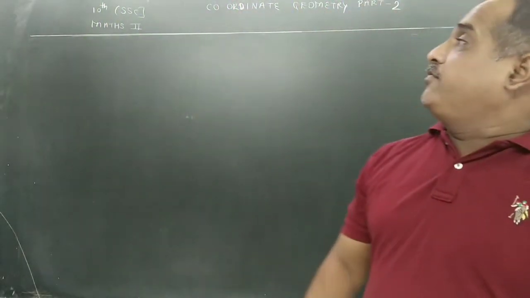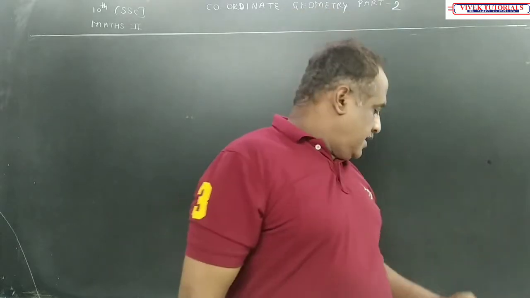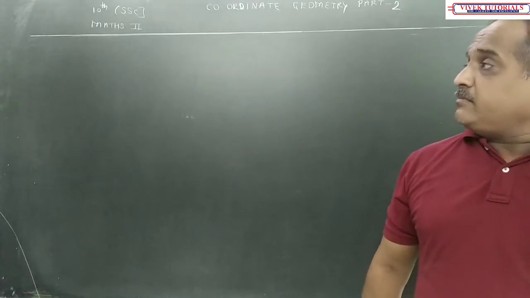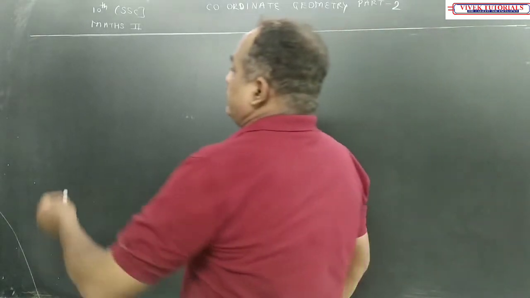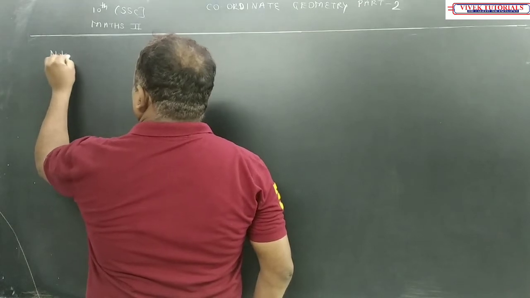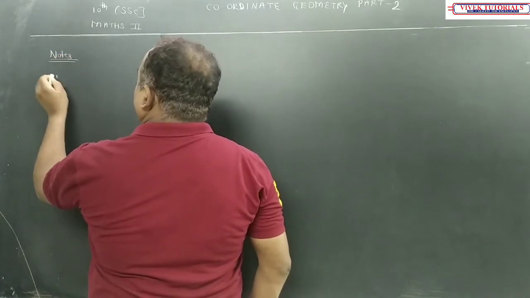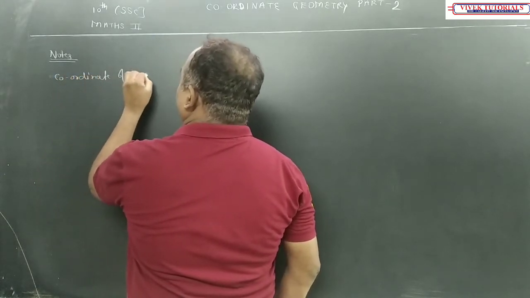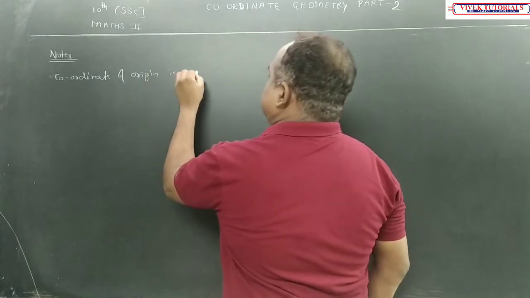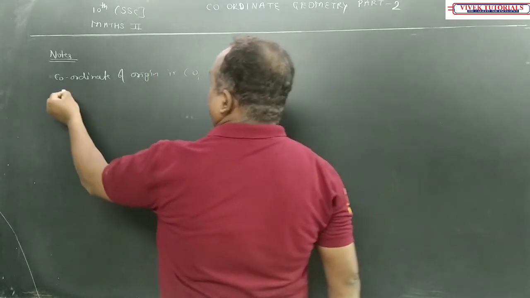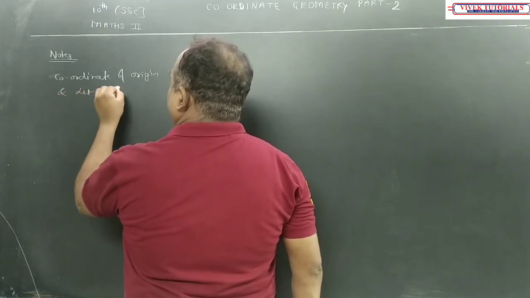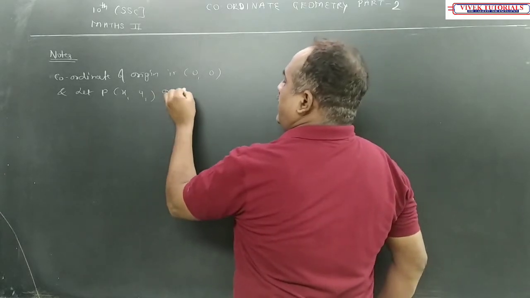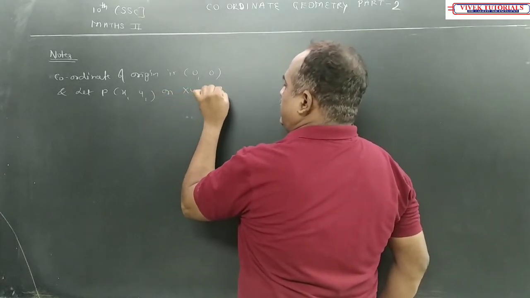We are on the second part of coordinate geometry, and in the first part we derived the formula called the distance formula. Now a few important notes. If the coordinate of origin is 0, 0, and let P be x1, y1, any point on the xy plane. Are you getting it?